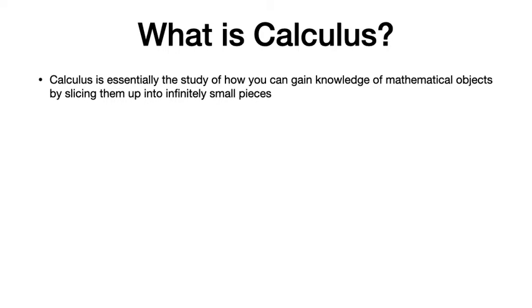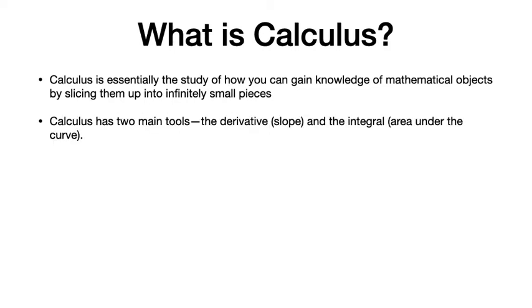And it turns out that when you slice things up in infinitely small pieces, they actually become easier to deal with. It's easier to deal with the infinitely small pieces of a mathematical object, a formula, a geometry, something like that, than it is to deal with the bigger object. And so by slicing it up into little tiny pieces, you can oftentimes simplify your life. So there's two main tools of calculus. There's the derivative, which is related to slope, and the integral, which is related to the area under a curve.